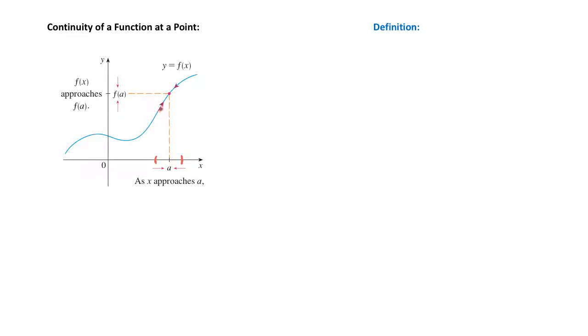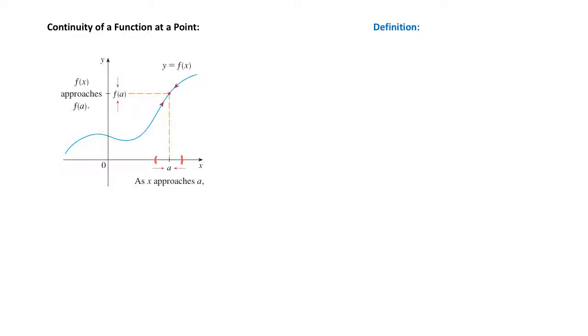On the left of a, the left-handed limit exists, approaching f of a. On the right of a, the right-hand limit exists and is approaching f of a. And at a, the function is perfectly defined. When x is equal to a, the y value is f of a. It is defined, it lies on the function. There is a closed dot right here.